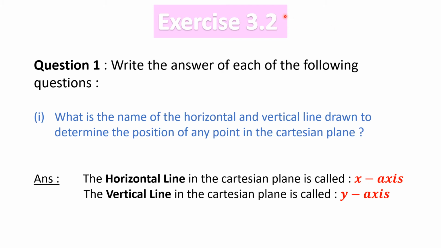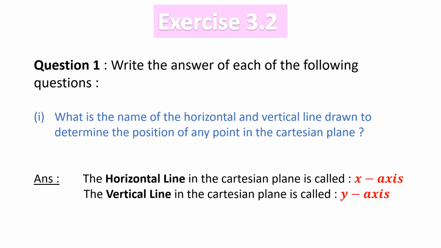Now next is exercise 3.2. Exercise 3.2, question number 1, let's read. Write the answer of each of the following questions. So we have to answer the questions. Let's read the question. What is the name of the horizontal and vertical lines drawn to determine the position of any point in the Cartesian plane?